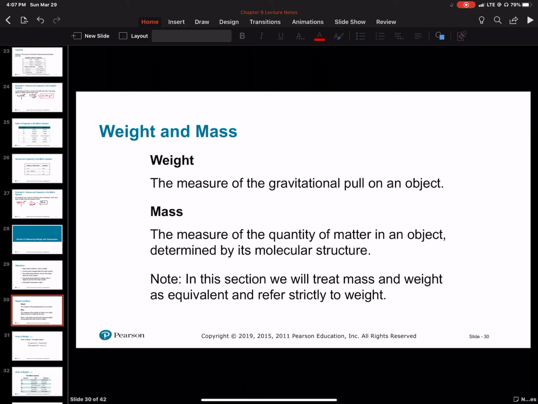So weight and mass. Weight measures the gravitational pull on an object. Mass is the measure of the quantity of matter in an object, determined by the molecular structure. Note, in this section, we're going to treat mass and weight as equivalent and refer strictly to weight. So take a minute and write this down.